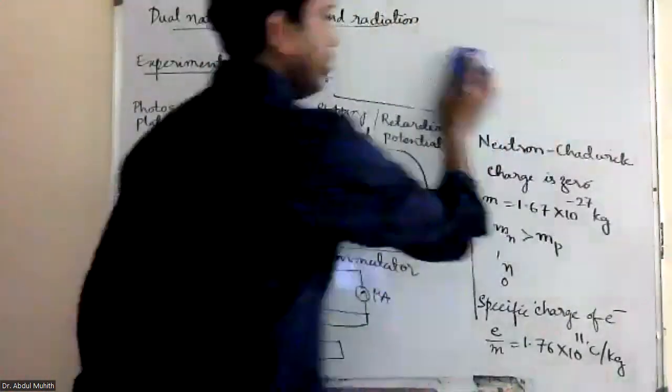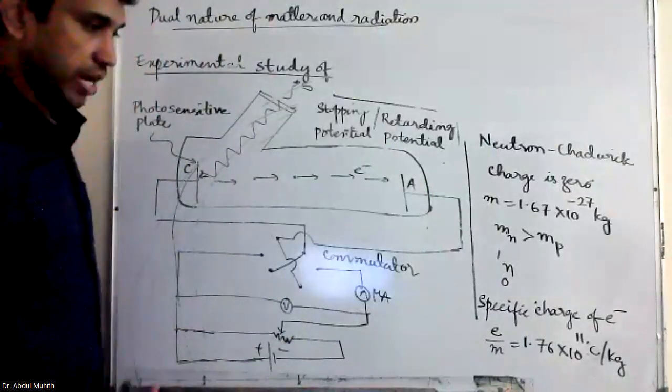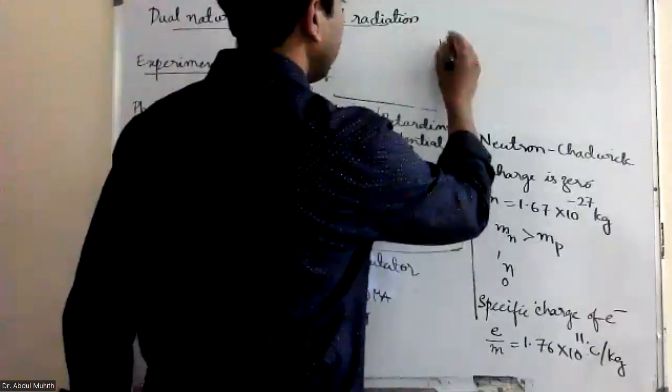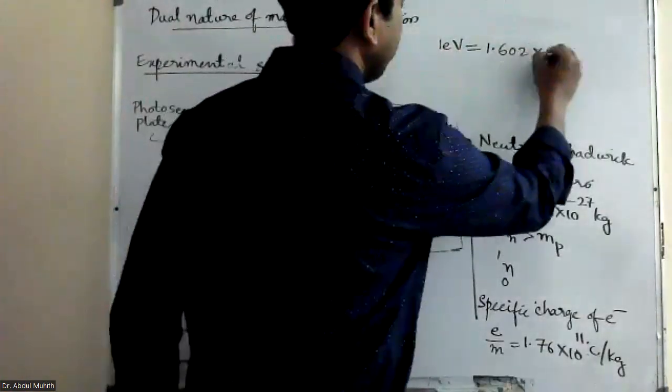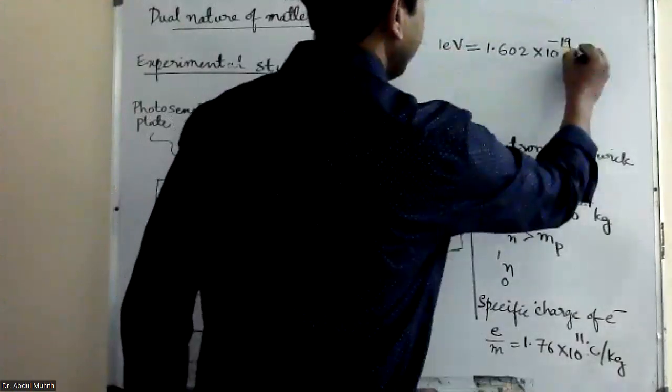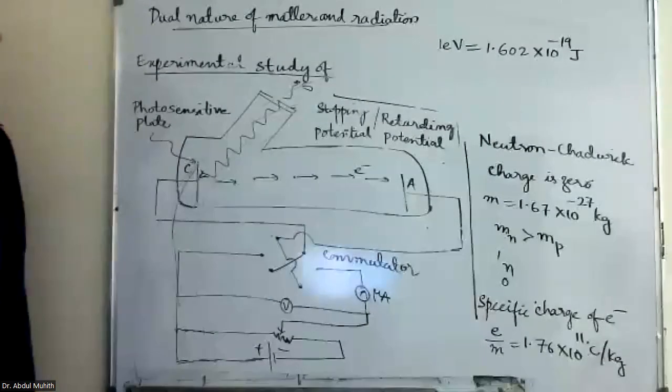Now here we will discuss 1 electron volt. What is 1 electron volt? It is 1.602 times 10 to the power of minus 19 joules. This is the value of 1 electron volt.